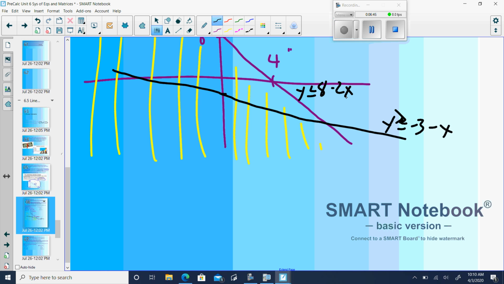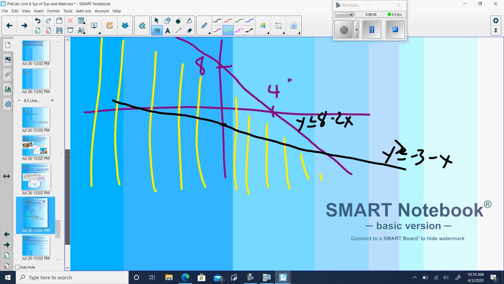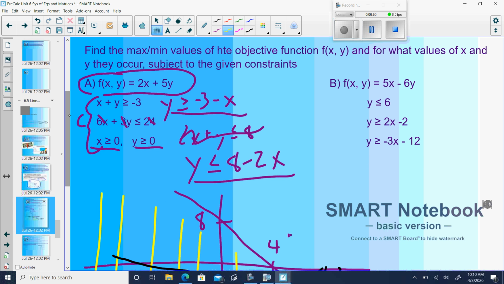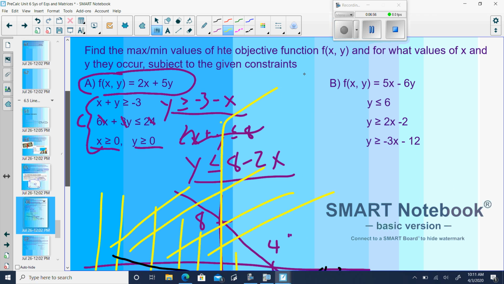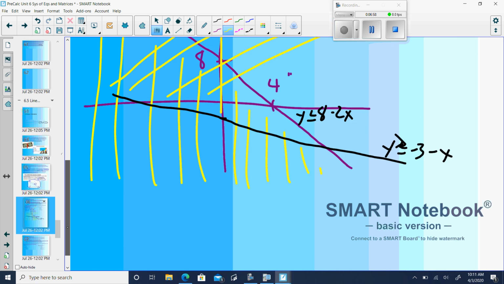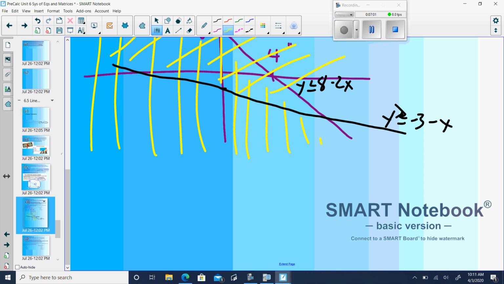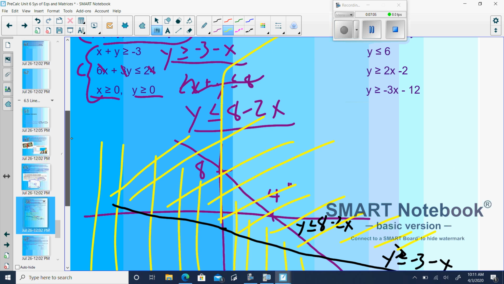Okay, so what are we going to be shading here? We're looking at greater than, so I'm going to do yellow, but I'm going to do the yellow at an angle.